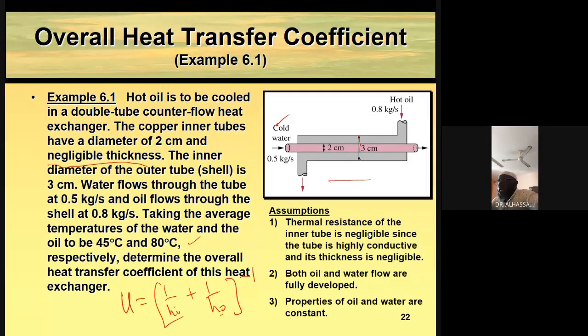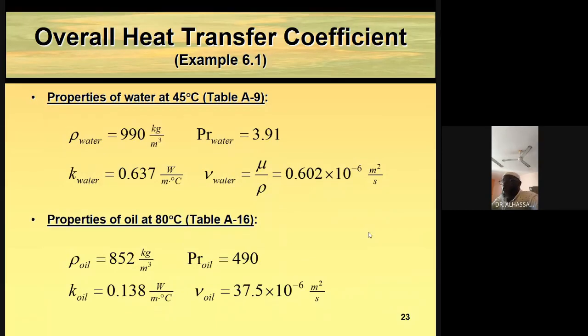This means the properties, the density, thermal conductivity, viscosity, all remain constant. So now we want to find the values for h_i and h_o. These are the two very important pieces of information we need to determine. So now this brings us again to the concept of Nusselt number. We define Nusselt number equals h D divided by thermal conductivity.